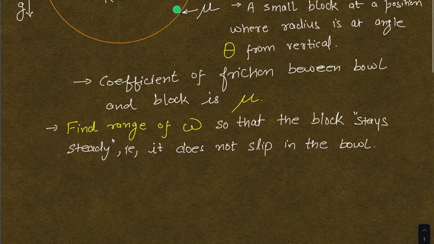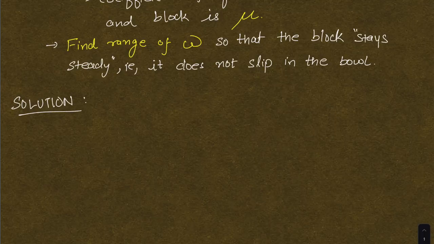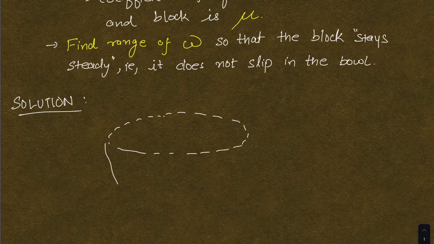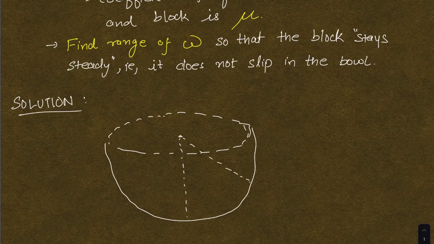Let's analyze this. Let's understand the motion of the ball, or the block. This is your bowl. This is the block. This angle is theta. The radius is r.